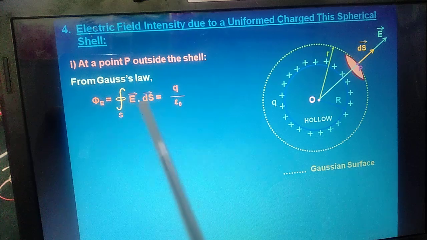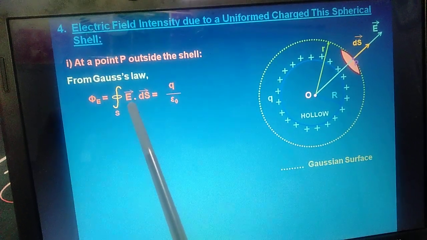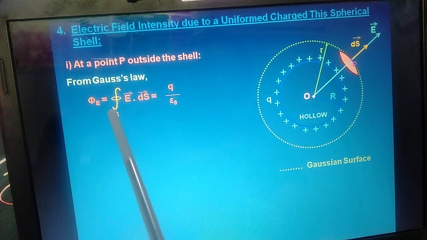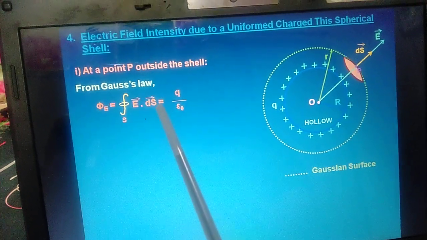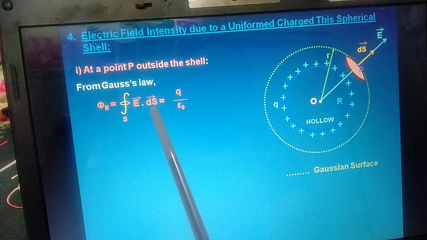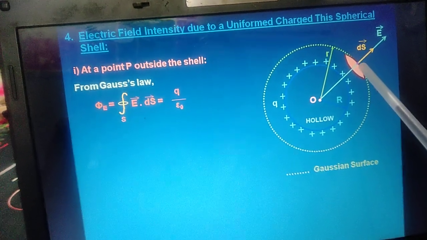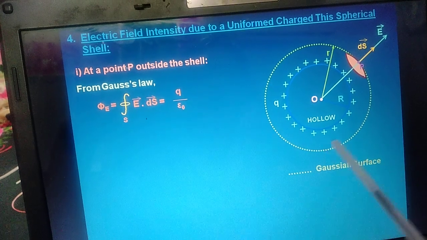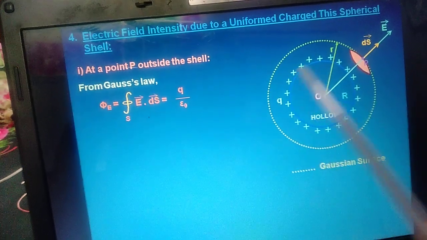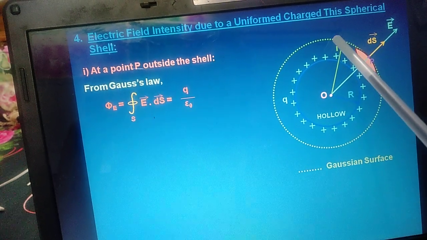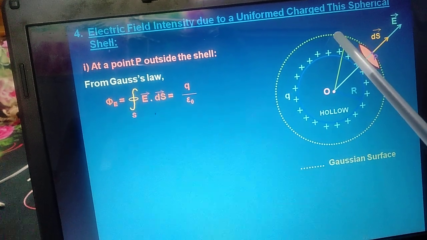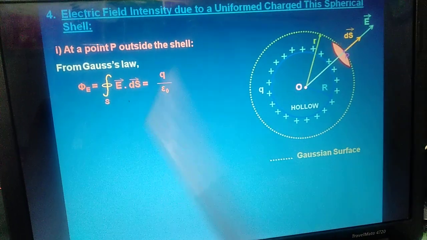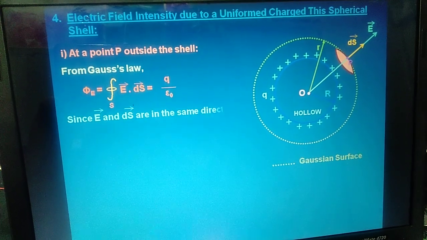Next is regarding ds. We wish to find the electric field, so the electric field will come out, and ds is the surface integral over a closed surface. Now on which surface do you want to find the electric field? On this point P we want to find the electric field, so we will take this surface. What would be its surface area? Since this is a sphere, the surface area of the sphere is equal to 4 pi small r square. So we'll see how this derivation goes on.